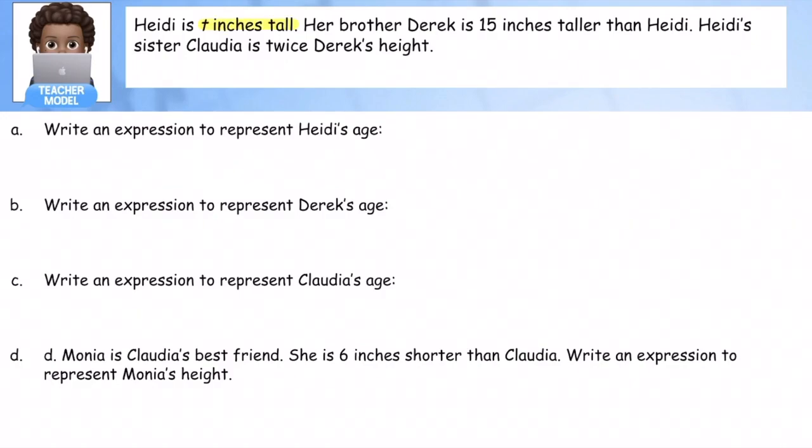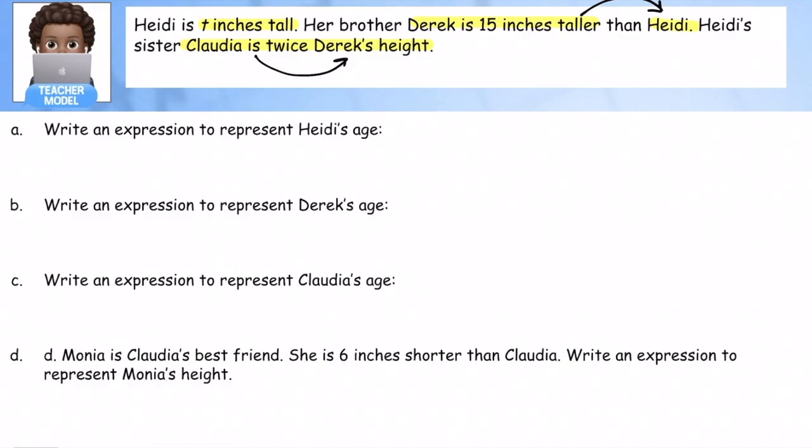Heidi is T inches tall. Her brother Derek is 15 inches taller than Heidi. So that's going to be important. So that's 15 inches taller than this amount, so they're connected together. Heidi's sister Claudia is twice Derek's height. So again, we're going to make a connection.